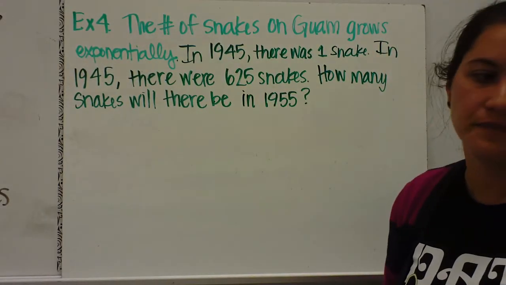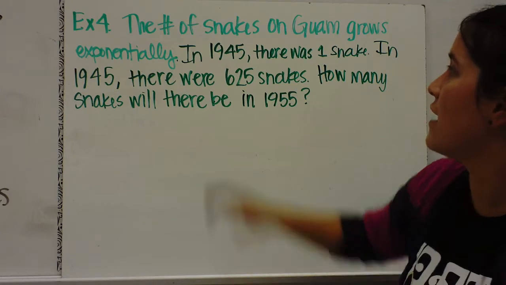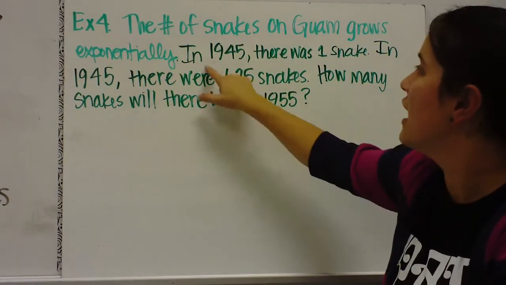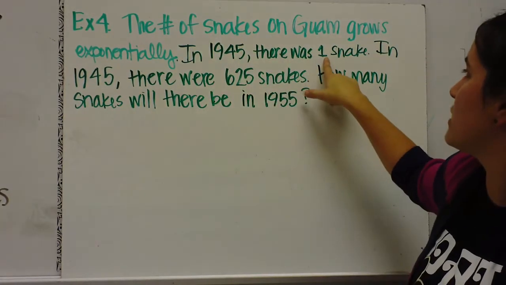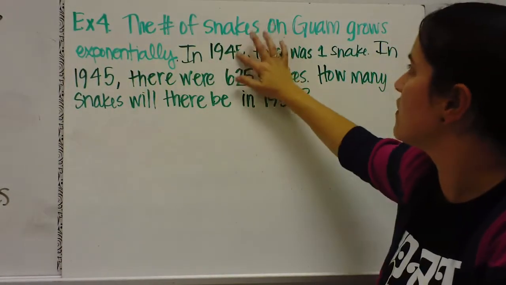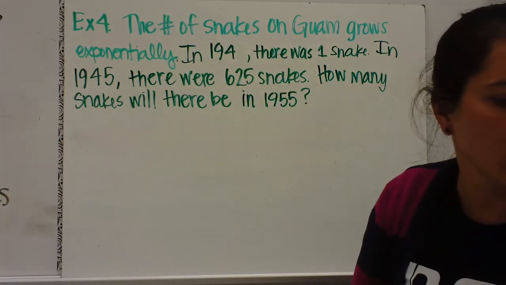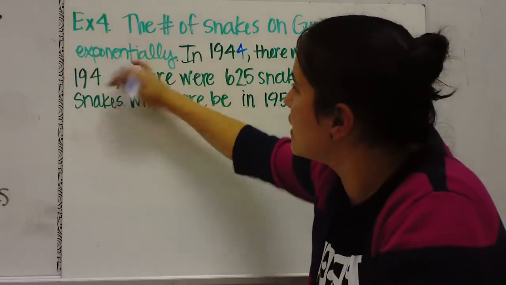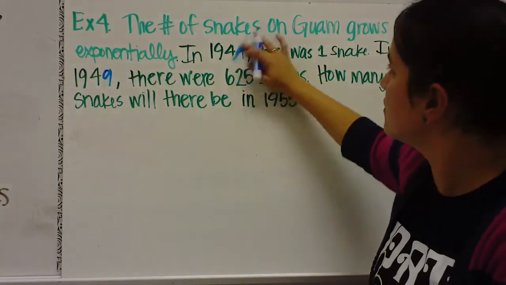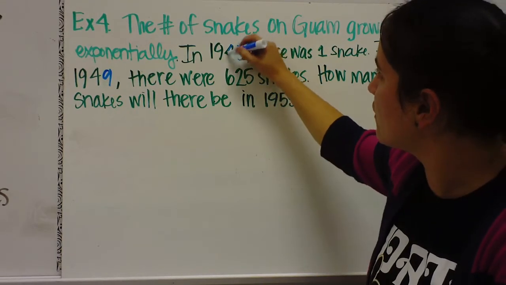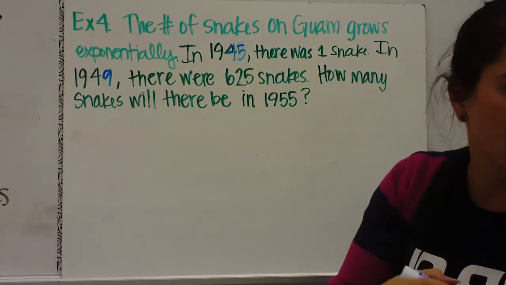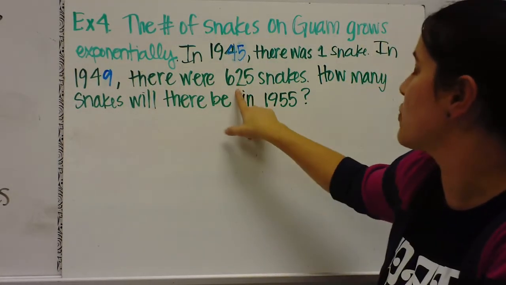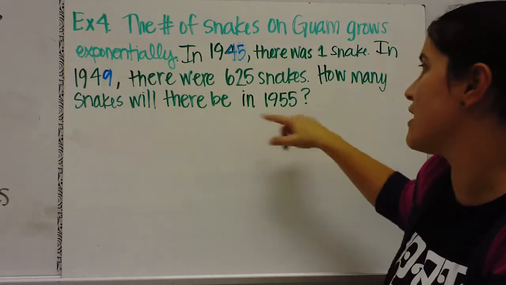So I want you to copy this down. Example 4, the number of snakes on Guam grows exponentially. Woo, snakes. In 1945, there was 1 snake. That's not supposed to say 49. This is supposed to say 1949. Oh, hold on. 1945. So in 1945, 1 snake. In 1949, there were 625 snakes. How many snakes will there be in 1955?